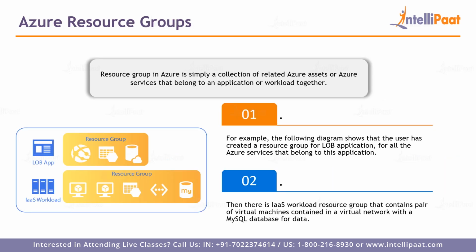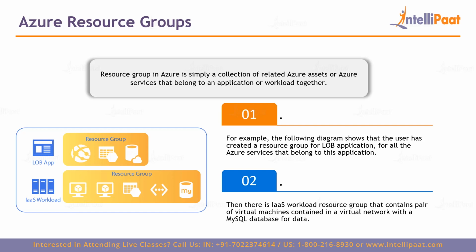Okay, so now resource group. A resource group in Azure is simply a collection of related Azure assets or Azure services that belong to an application or workload together. Why do we need resource groups? I'll explain that. Let's consider two applications. One is a food delivery application. One is a doctor appointment application. These are two different applications. They have different servers, databases, and storage units. These two applications have everything separately. Now, if you launch all of these services together and have them in a single place, you will have a huge confusion of which server is for which particular application.